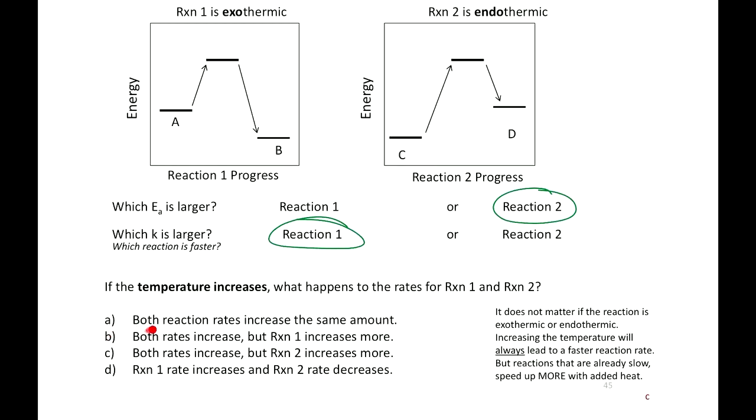A is incorrect. Yes, both reactions increase, but you're incorrectly assuming that they both increase the same amount. They don't. Versus both reactions increase, but reaction 1 increases more. That's not correct either, because reaction 1 is already going fast. So if you give it a little bit more energy, yes, it's going to go fast, but the ratio is smaller. Versus both reactions increase, but reaction 2 increases more. All right, that would be the correct answer.